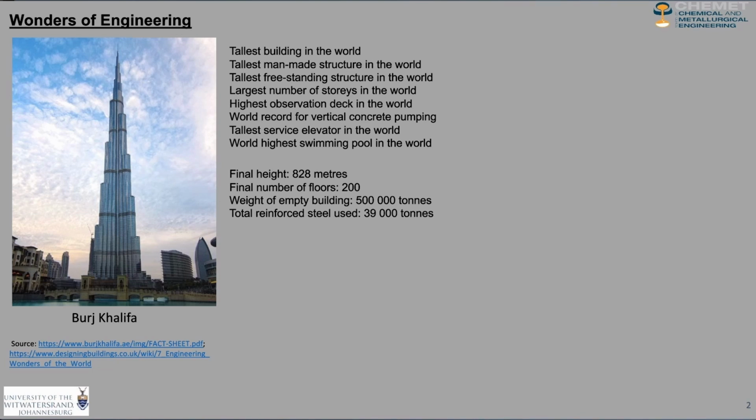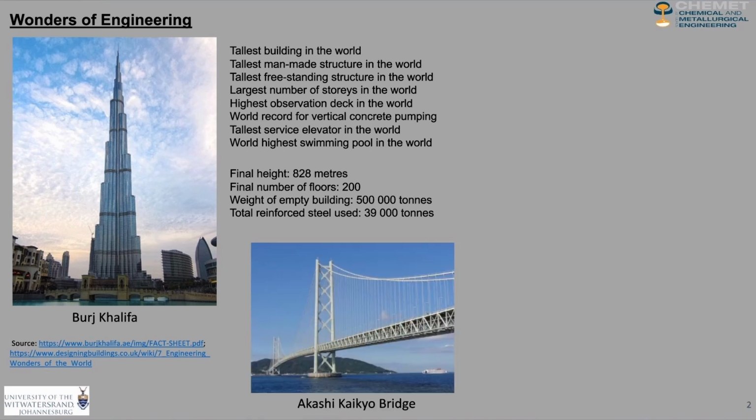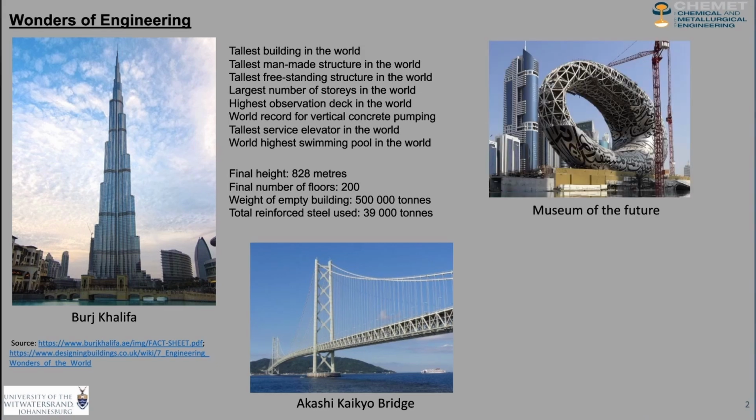The first one here is the tallest building in the world, named Burj Khalifa. It's about 828 meters. It has about 200 floors, and 39,000 tons of steel were used in the construction of that building. I would also show you the longest suspension bridge in the world, which is Akashi Kaiko Bridge. There's a lot of steel used when constructing the bridge. Also, the Museum of the Future, which was constructed based on some algorithm, has a lot of steel used. So metallic materials are quite versatile in the development of structures and wonders of engineering.